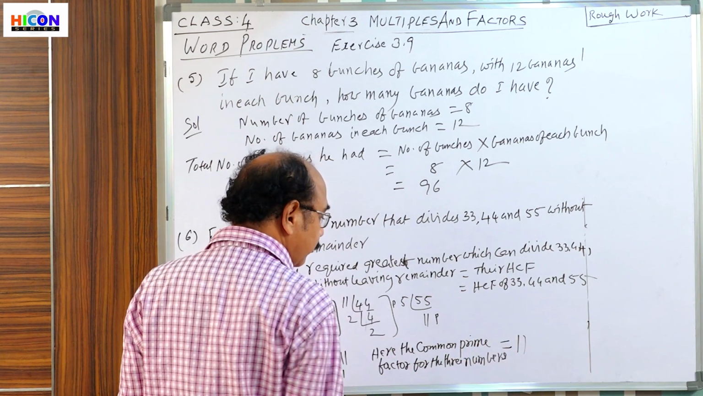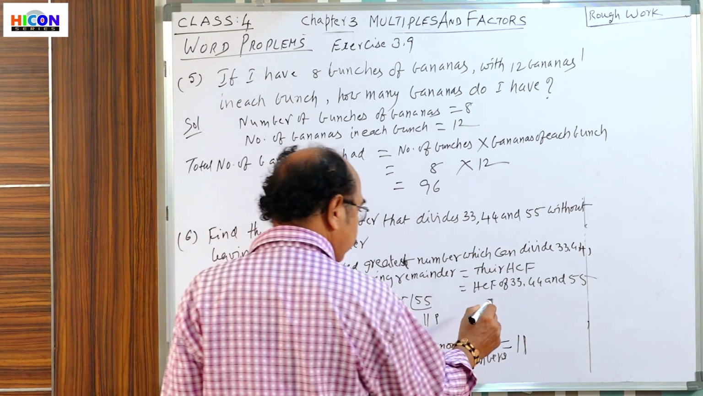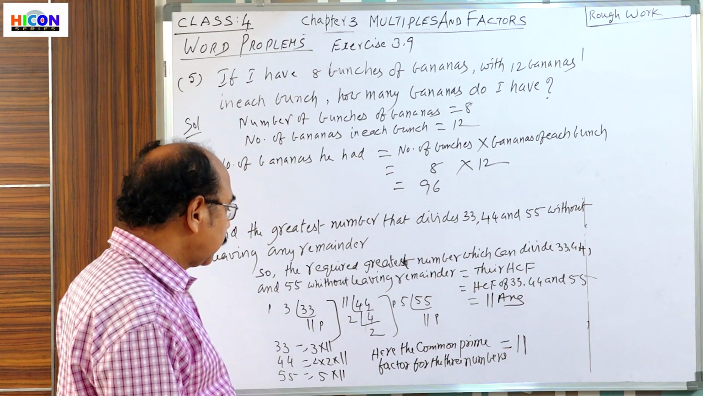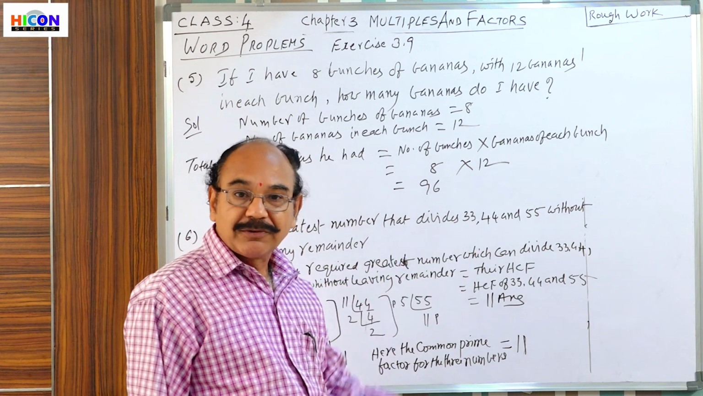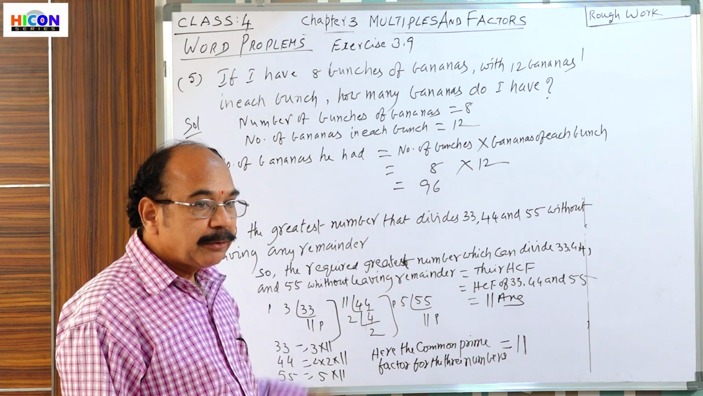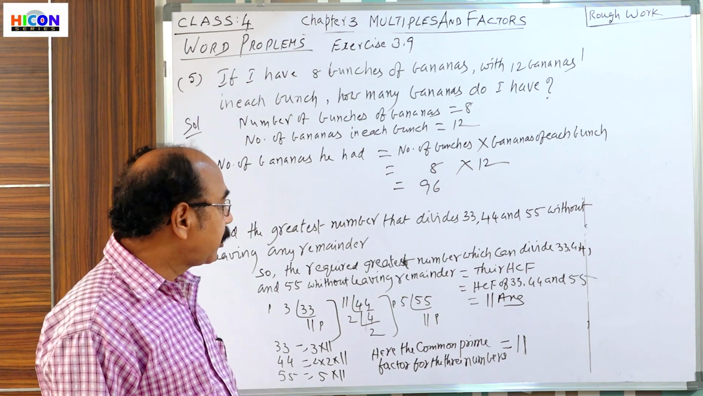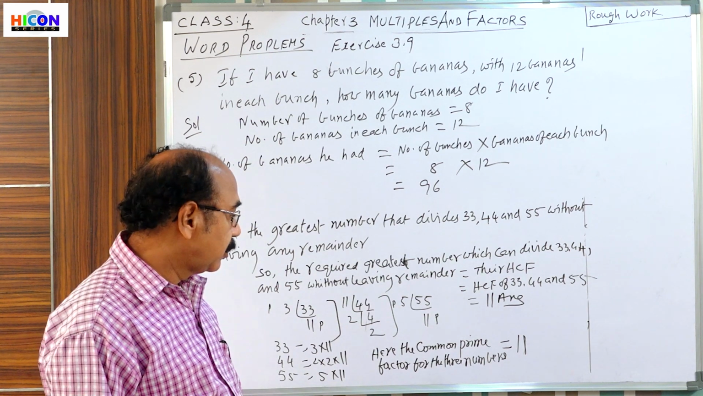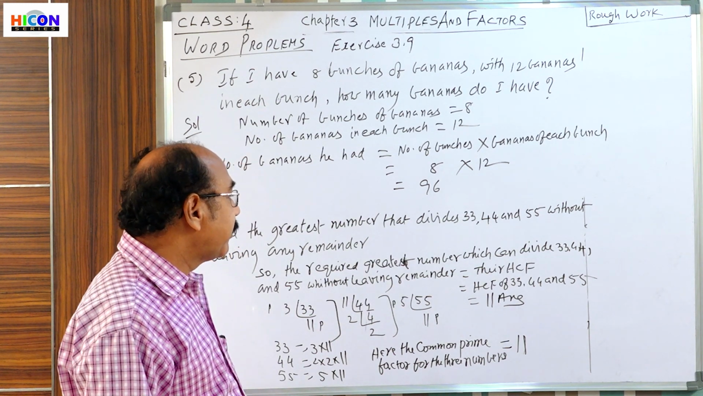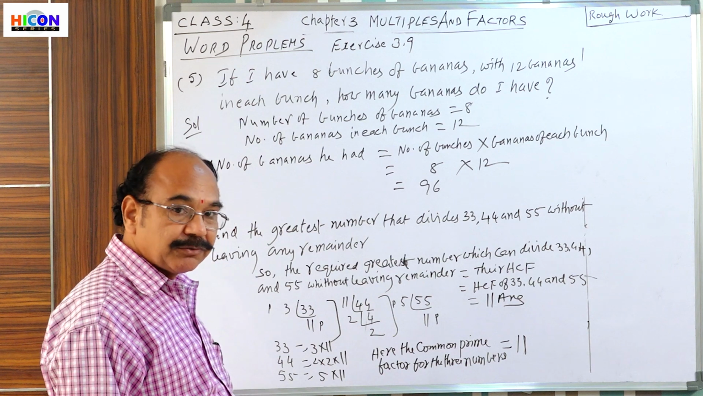Is equal to 11. So 11 is the required greatest number. So what is the answer here? 11 is the answer. 11 divides 33, 11 divides 44, 11 divides 55. 11 can divide all the three numbers without leaving any remainder. That means it leaves remainder 0. So 11 can divide the three numbers without leaving any remainder. Like this we find, okay, children.